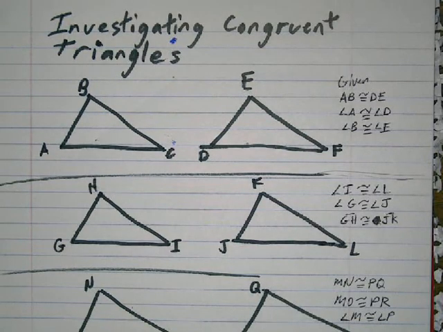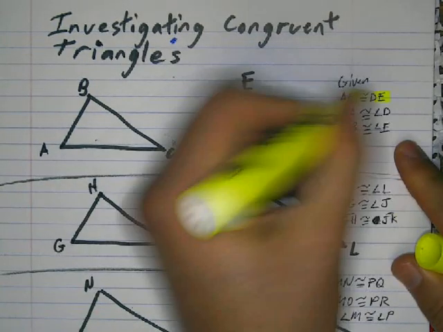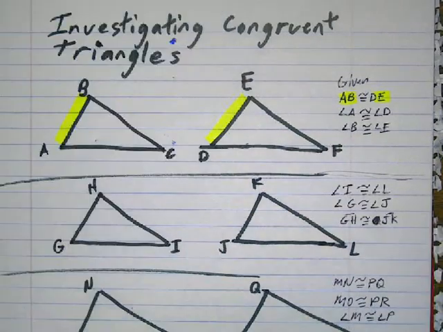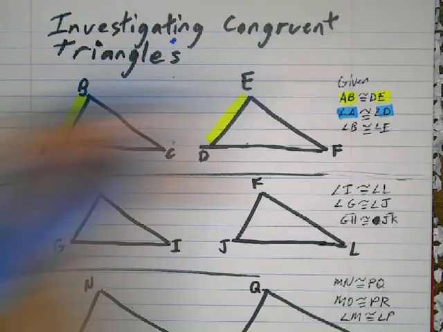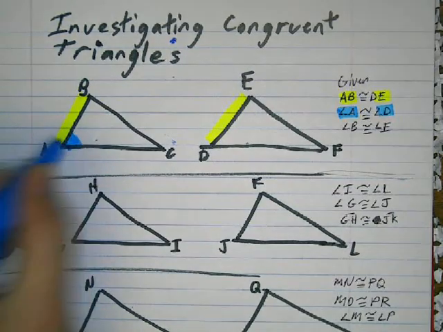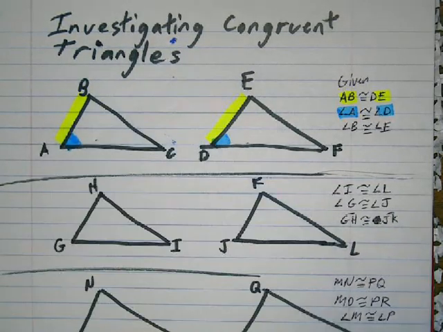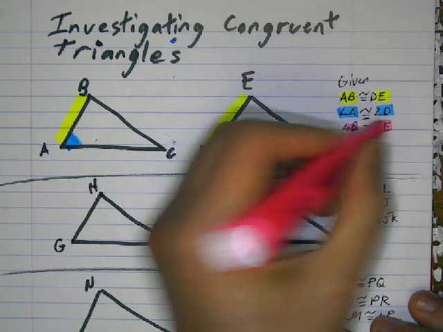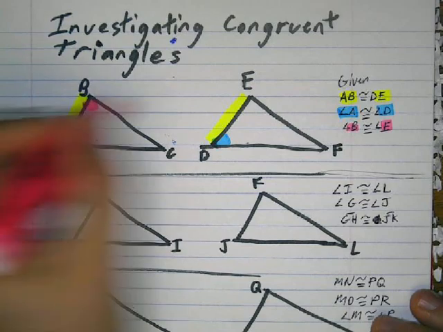So AB is congruent to DE. I'm going to highlight those the same color. AB congruent to DE. Angle A is congruent to angle D. So that's this angle here congruent to angle D. And angle B is congruent to angle E. That's this angle here and this angle here.